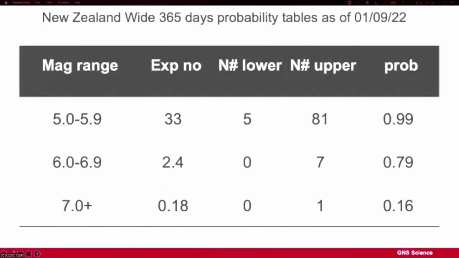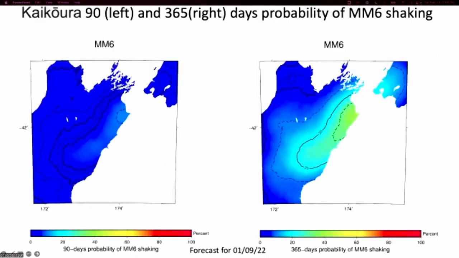And we show tables like this also. That is basically for the magnitude range. We show the expected number of earthquakes, and we show the 95% confidence bound. Then we show the probabilities for that particular magnitude range. We have the option to zoom into different regions that you want to look at. So this is an example of looking at just central New Zealand, including Kaikoura.